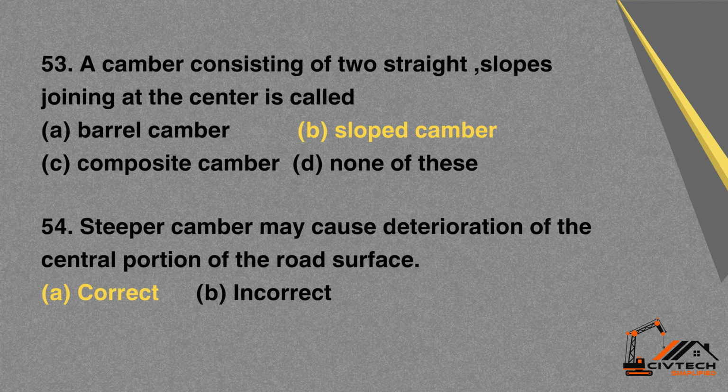53. A camber consisting of 2 straight slopes joining at the center is called A. Barrel camber. B. Sloped camber. C. Composite camber. D. None of these. Correct option: B. Sloped camber.